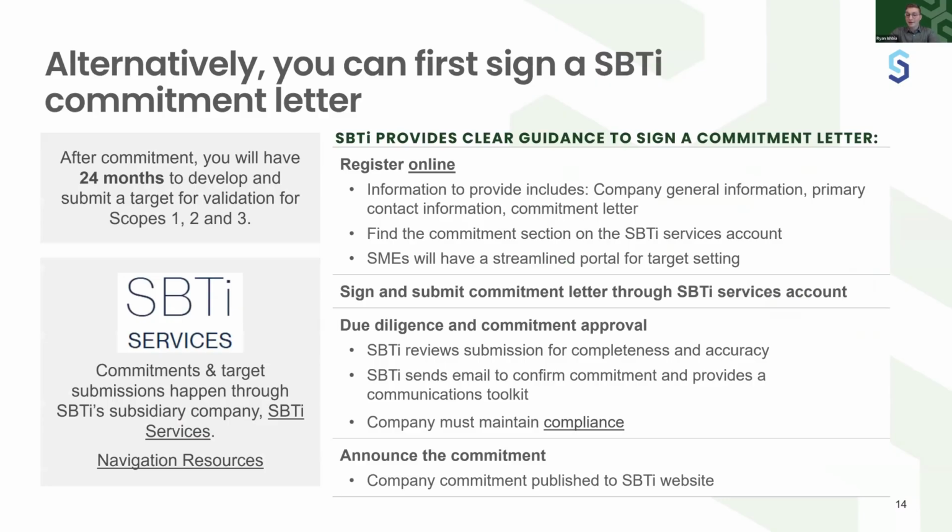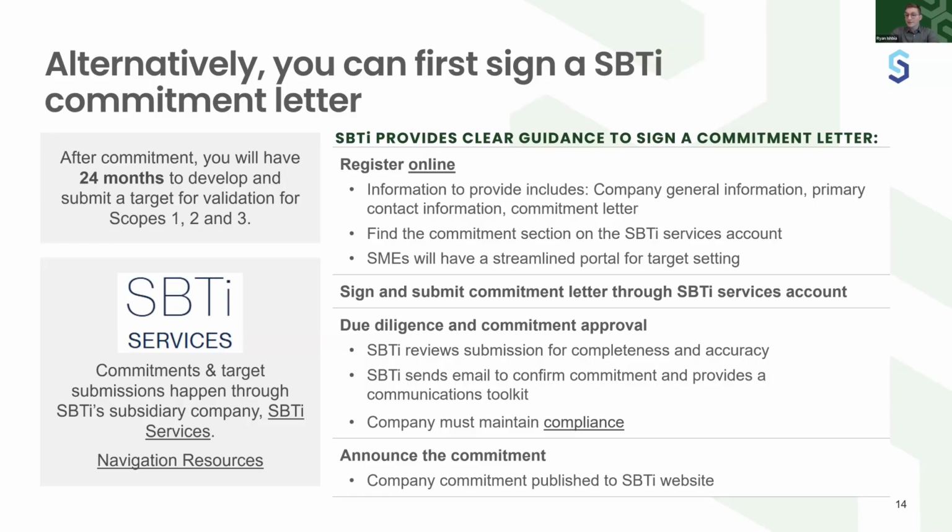Once you sign a commitment letter with SBTI, you'll have 24 months to develop and submit your targets for validation across scopes 1, 2, and 3. The process itself is pretty simple. It's just a short letter you fill out and submit through the SBTI services platform. For most companies, that's enough to show stakeholders that you're serious about climate action, while you also have time to prepare the data and analysis you need for full target validation.